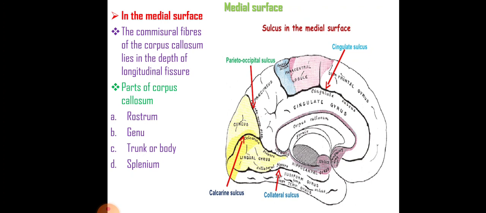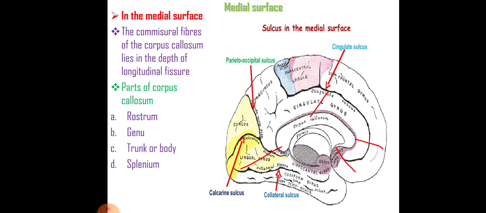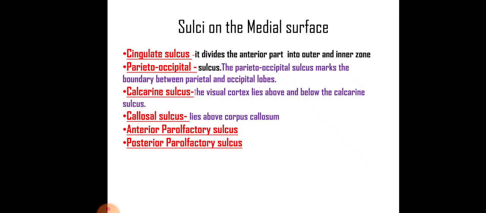Now on the medial surface we can see the corpus callosum. There are 4 parts of the corpus callosum: the rostrum, genu, trunk and the splenium. So this is the rostrum, this bend is the genu, this is body and this is splenium, that is the tail. So here we can see the parts of the corpus callosum again.